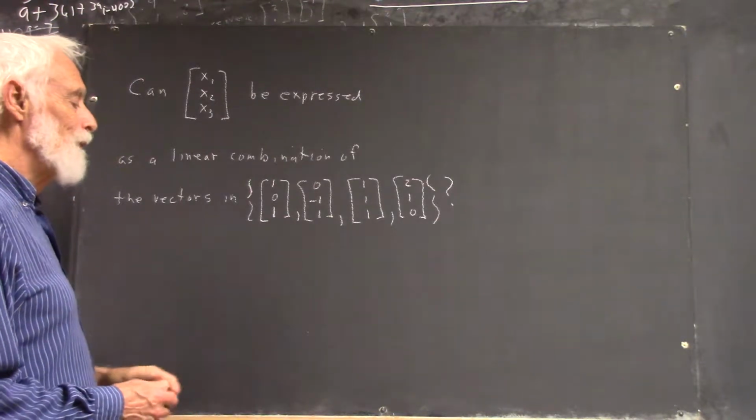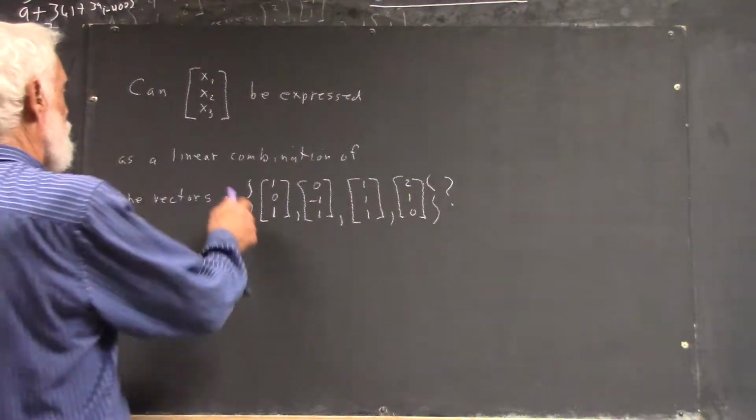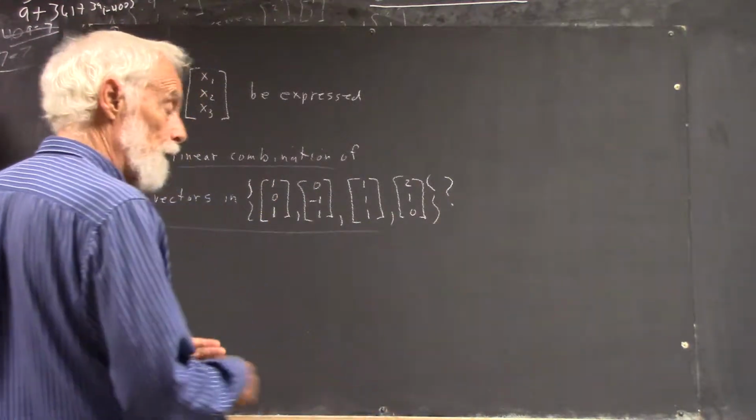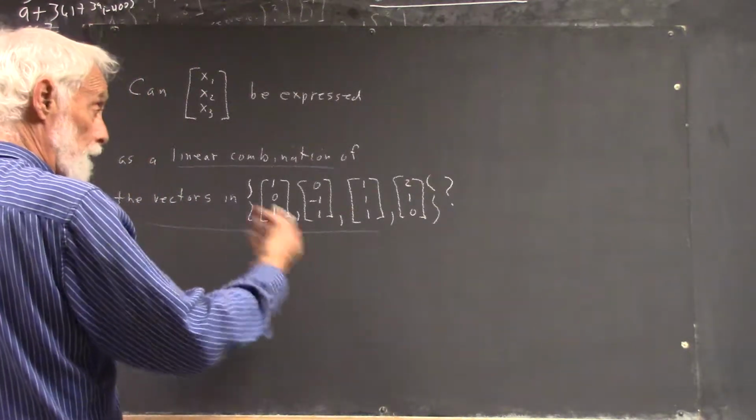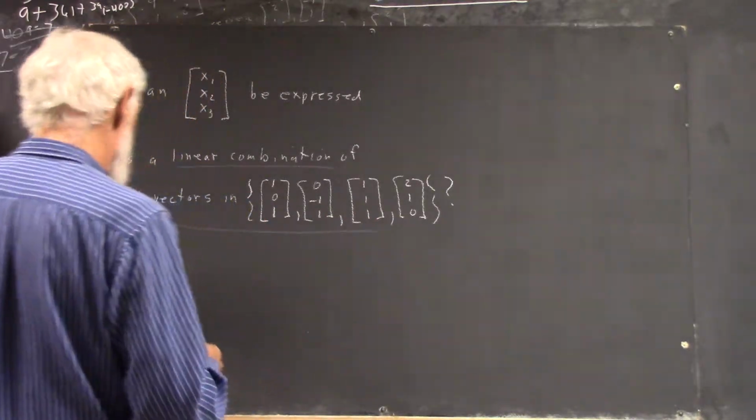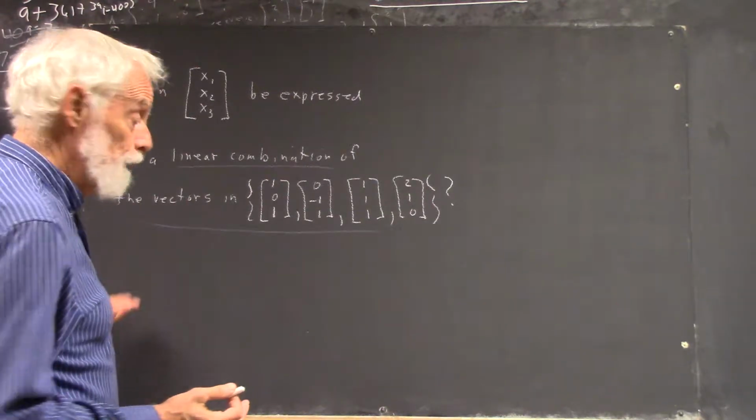Well, you might need to translate this phrase, linear combination of the vectors here. What's a linear combination of these vectors? Well, it's a sum of multiples. So we have to write a sum of multiples of these vectors. Multiplied by what? Well, that's what we have to figure out, isn't it?